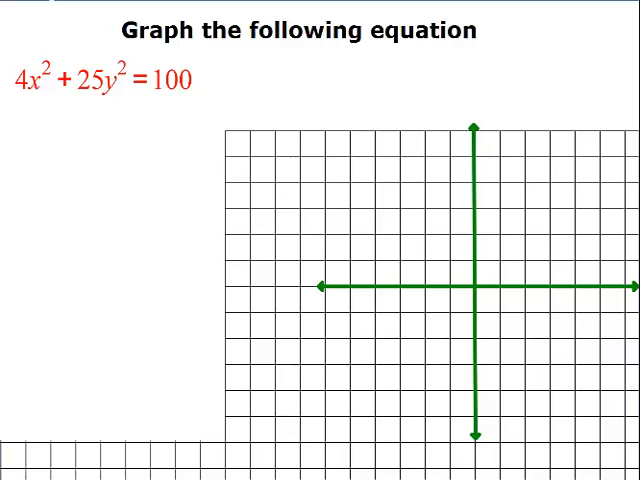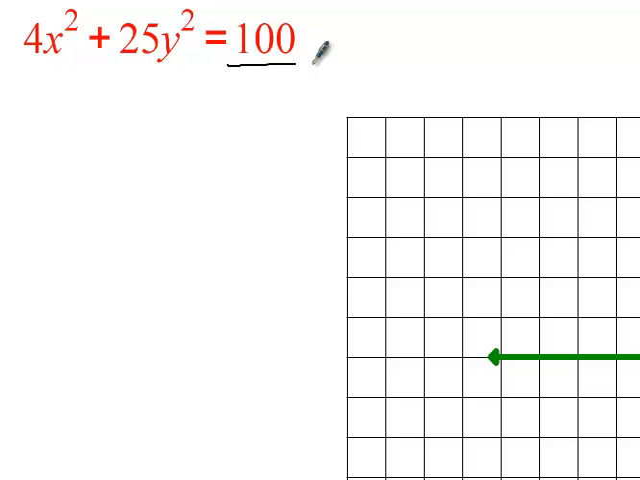So first of all, are my x and y on the same side of the equal sign? Yeah, but am I equal to 1? So how do I make this thing equal 1? Divide everything by what? By the 100, right? Because what's 100 divided by 100? 1. So I'm going to get equals 1, and that's what I have to have for my ellipse. Everybody all right with that?